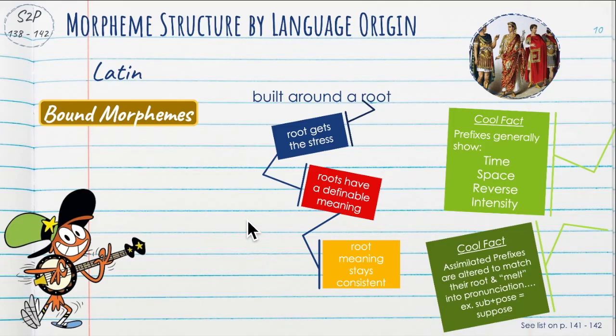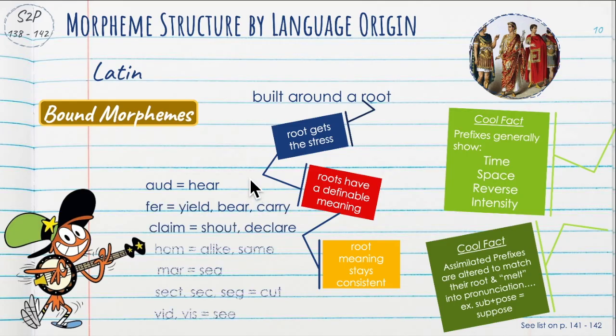Okay. Now in your book, you will have a big list of different Latin morphemes, or Latin roots, and what they mean on page 139 and 140.